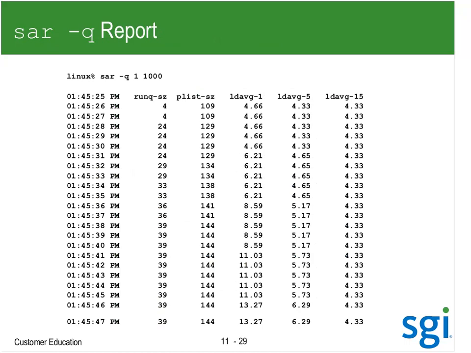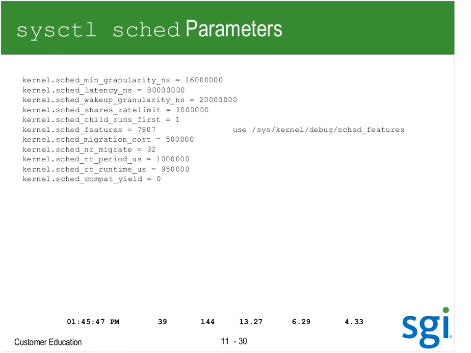So here I have a sar -q report. Looks like something happened right here, but it takes a little while for it to actually show up in the one-minute level and the 15-minute load level. I'm pretty much done here. There are some sysctl sched parameters, and instead of this, there is a sys kernel debug sched features way of tweaking the scheduler features. This is the one that I was talking about before, sched compat yield. That should be a one in my opinion. I have a PV on it.